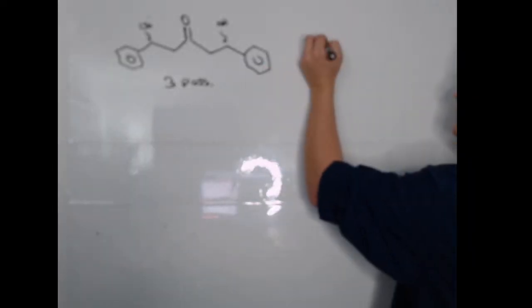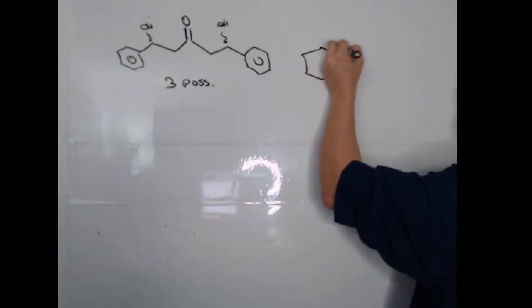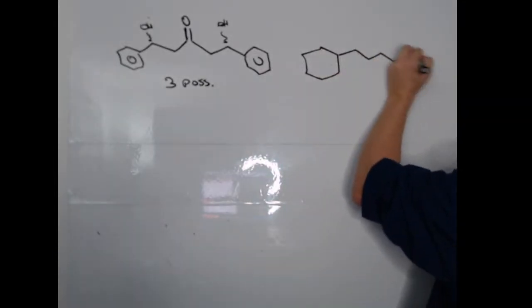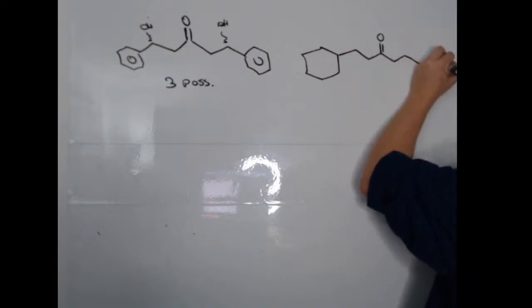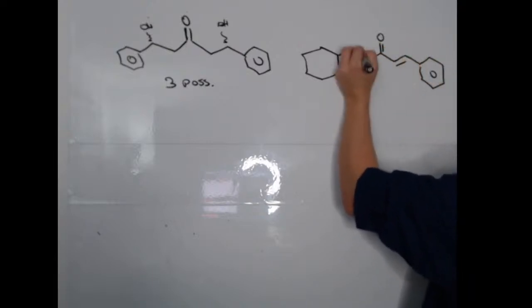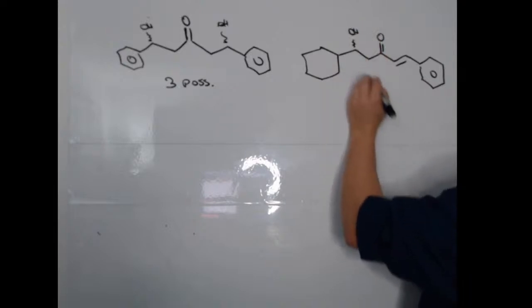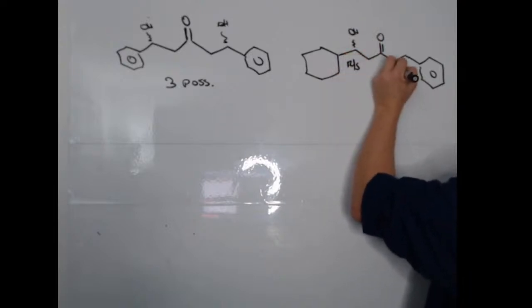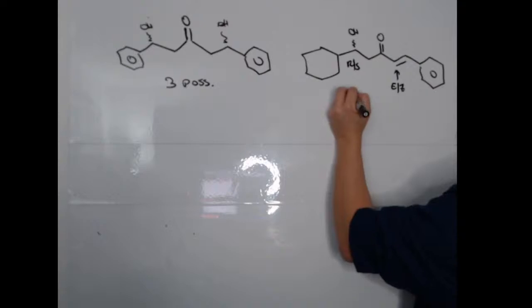Now, if we do the single elimination, we have an R and S combination here, and we have an E and Z combination here. So now there's four possibilities.